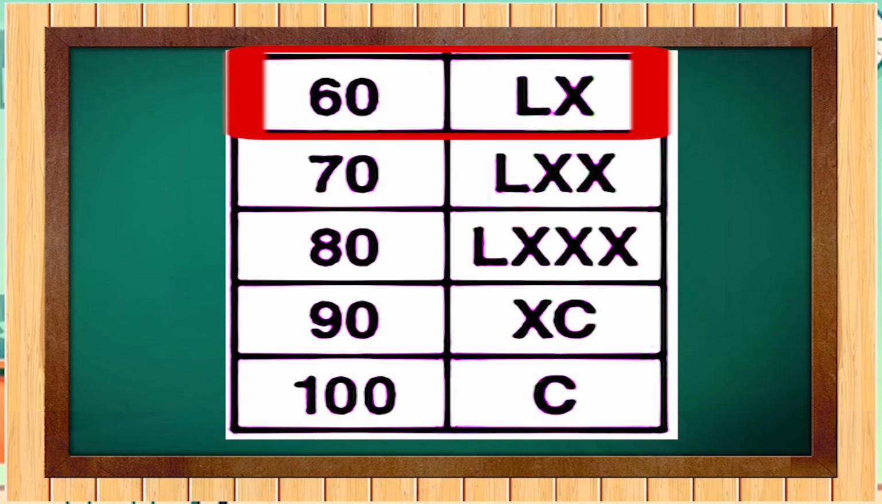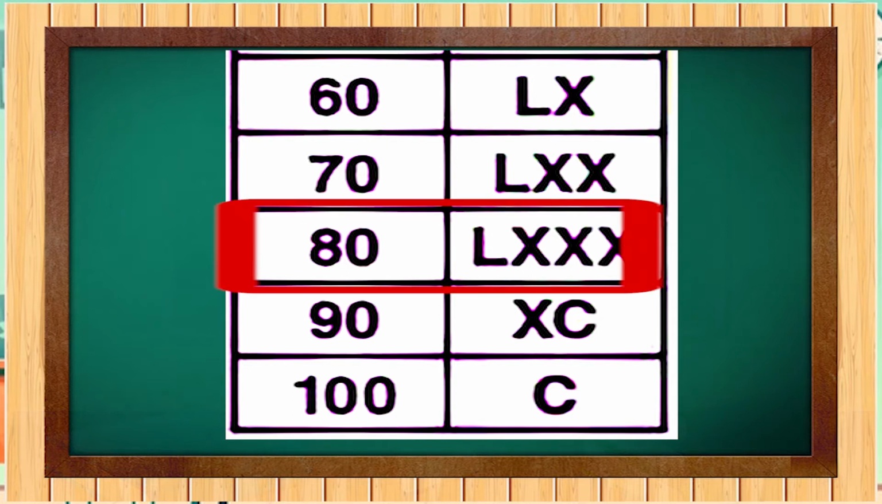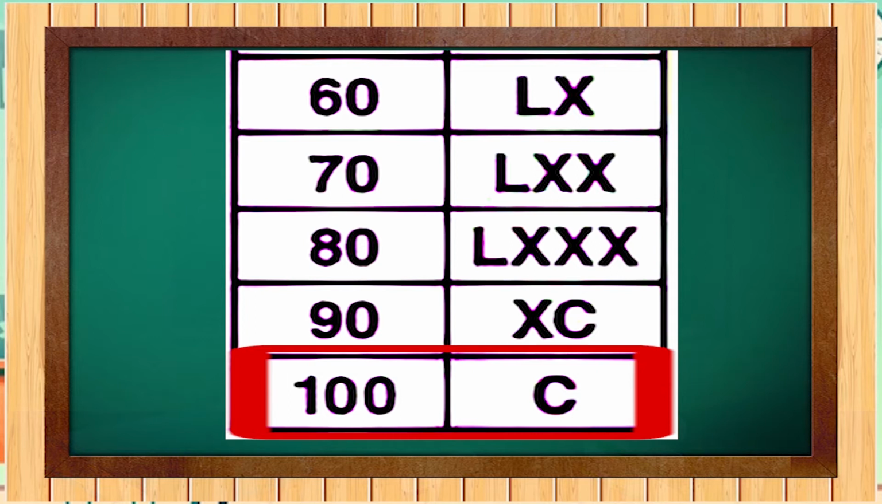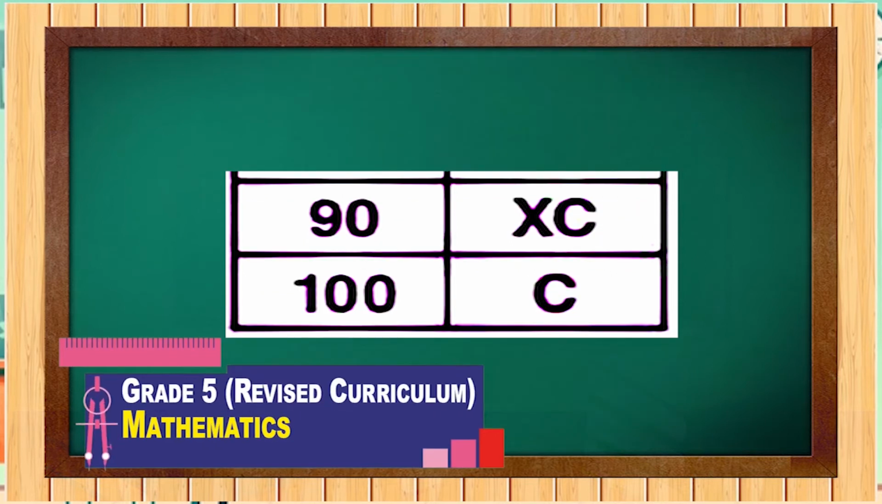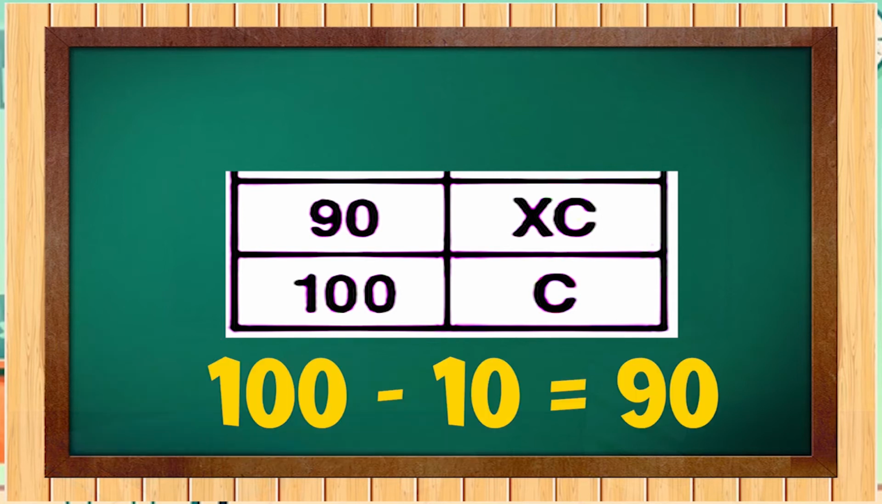60 is represented by LX, 70 is being represented by LXX, while 80 is being represented by LXXX, and 90 is represented by XC, while 100 is C. There you have the same subtracting principle being applied with 90, where 100 is C and 90 is XC, which means that 10 is being subtracted from 100 to give us the numerical value of 90. And we can go on.